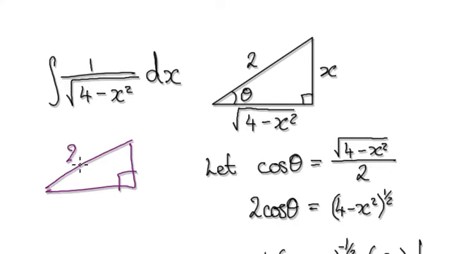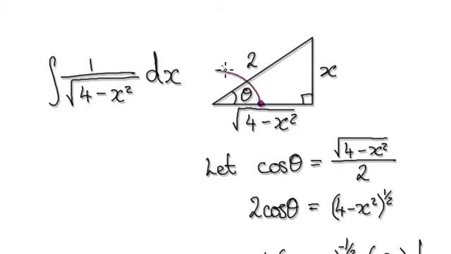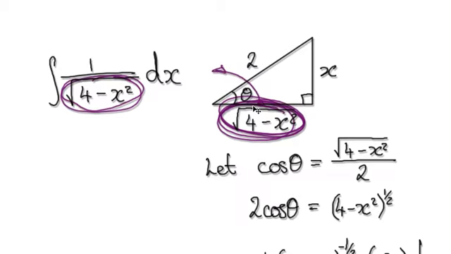You see, if you make this to be 2 and this to be x, then the adjacent here will have no choice but to be the square root of 4 minus x squared. So that's this 4 minus x squared here. Now if you look at this, remember we're trying to replace this, and then we are trying to replace this. So somehow try to isolate this thing here.